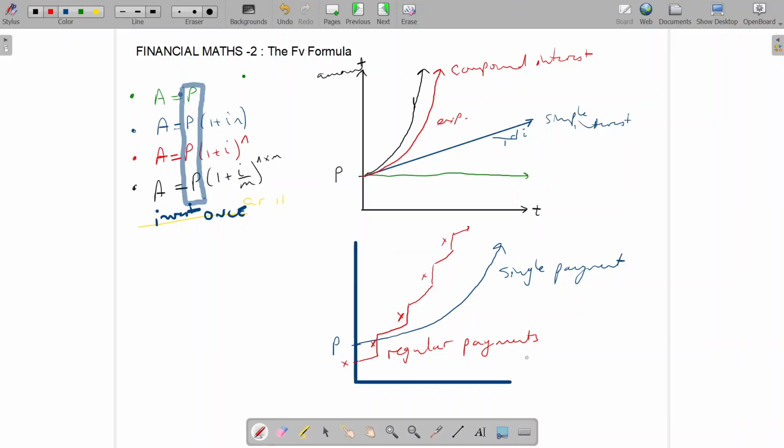Okay? Now, obviously, if that single payment was a really significantly big payment and the period of time was fairly short, then the blue graph would be perhaps more advantageous. But in most real life situations, this regular payment scheme, okay, leads to a much better result over time. And this red payment scheme has got a fairly interesting name. It is called an annuity. Okay, it is called an annuity.